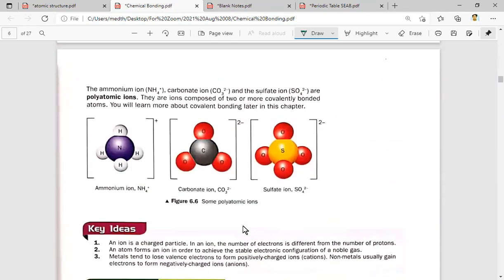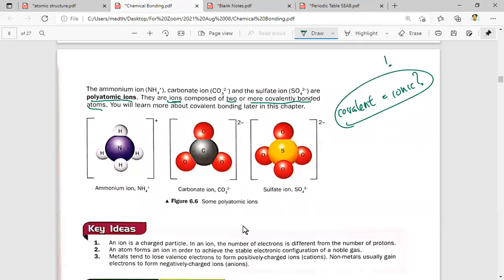Okay, so this is actually how the ammonium, carbonate, and sulfate ions look like. This is what we call polyatomic ions, because they are ions that comprise 2 or more covalently bonded atoms. So these are the interesting ones, because it feels like covalent also equals ionic, or covalent can also form ionic.